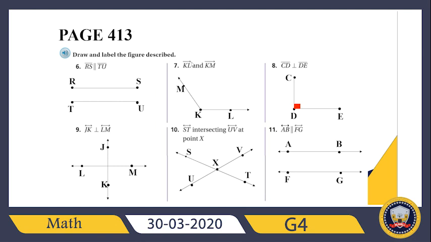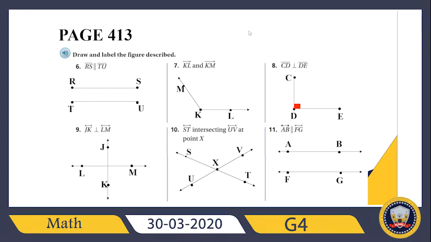What about question 7? It says, what is it? A ray, right? Ray KL and ray KM. How can I write it? K is my common point. In this situation, first of all, I can draw a ray like this, and I can put a name like this, K and L. I know K is common, so the second ray should start from this point. K and M should go on forever.